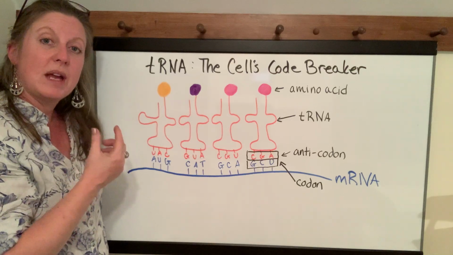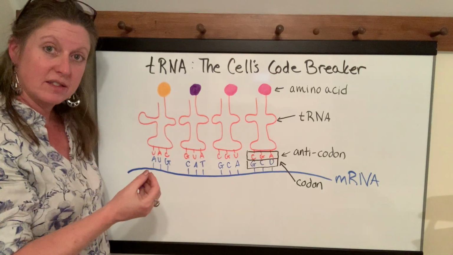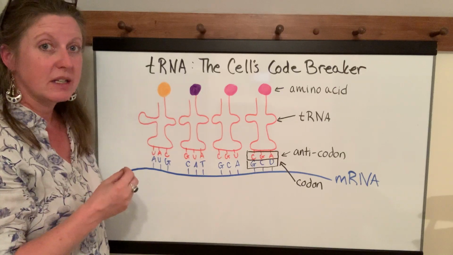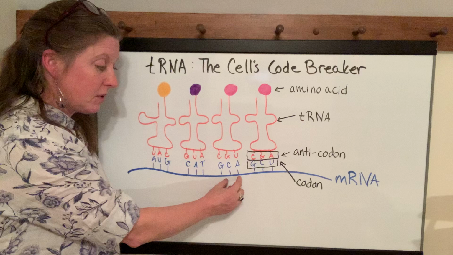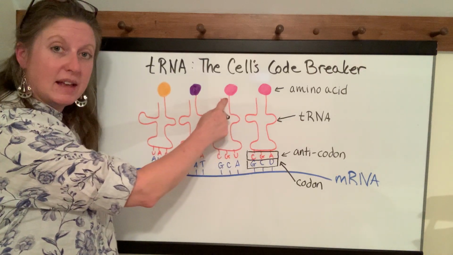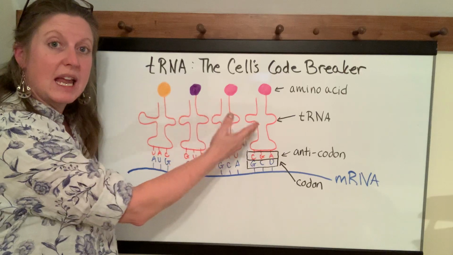This is because we have 64 codons, 64 combinations of nucleotides, but only 20 amino acids. So some codons are going to give rise to the same amino acid. There's going to be some duplication.